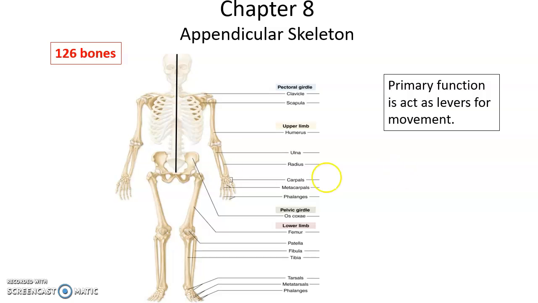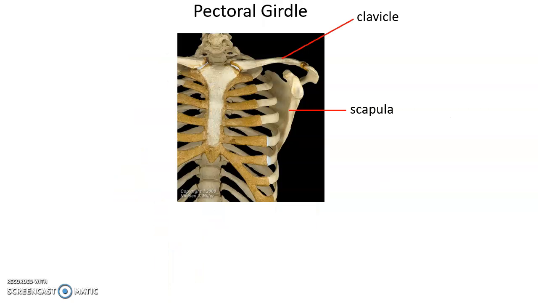The appendicular skeleton is composed of 126 bones, and primarily these bones function as levers for movement. So muscles pull on them, causing movement to occur in our limbs. Conveniently enough, we have bilateral symmetry, which means our right and left sides are very similar to each other. So actually there are 63 bones, because there's 63 right bones and 63 left bones, giving us the 126 number. Makes things a little easier.